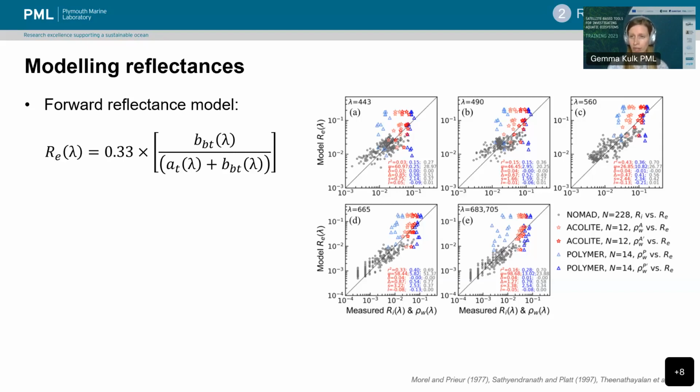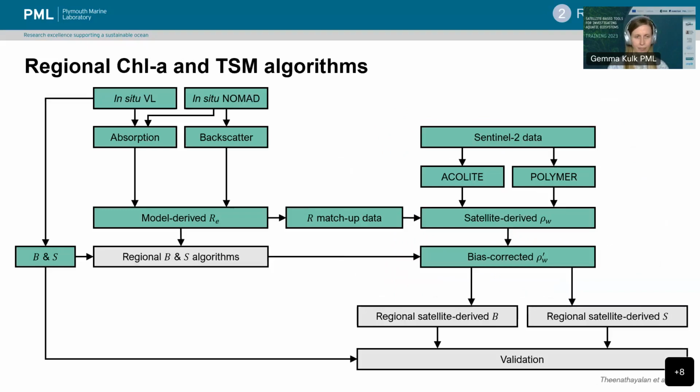What I would like you to notice in this figure is that by using the NOMAD in situ data set, so the points in gray, we are able to perform our comparison between modeled and measured reflectances on many more data points than we would have been able to do if we only used the in situ data from Lake Vembanad. So it has huge value to use the NOMAD data set in our case.